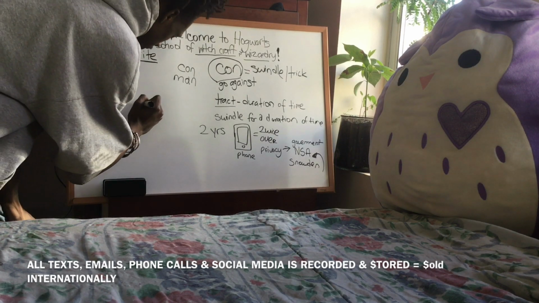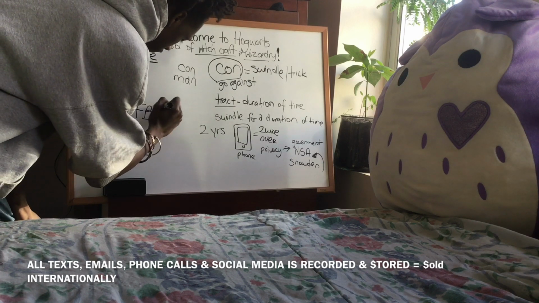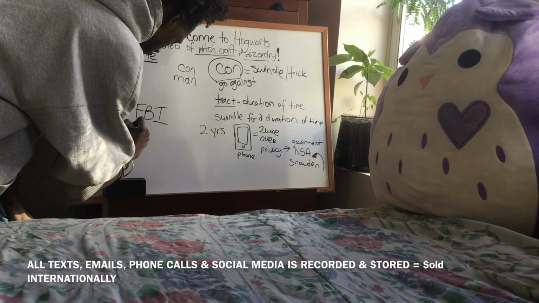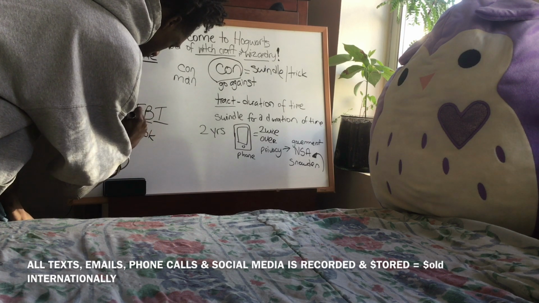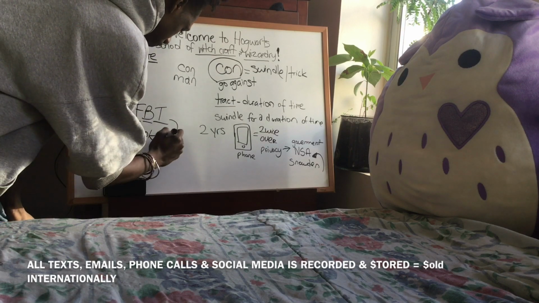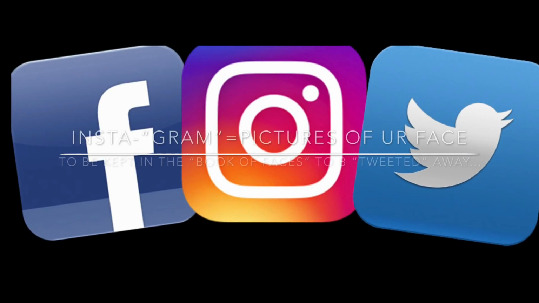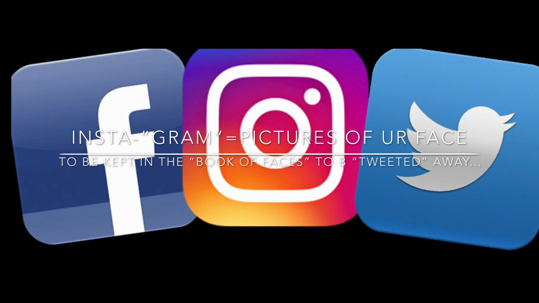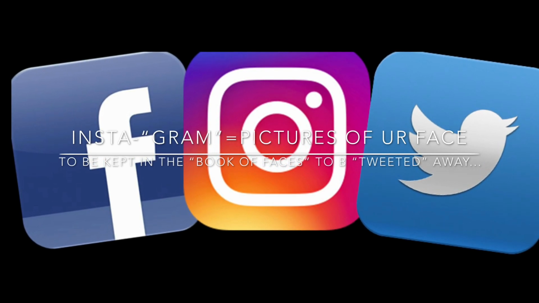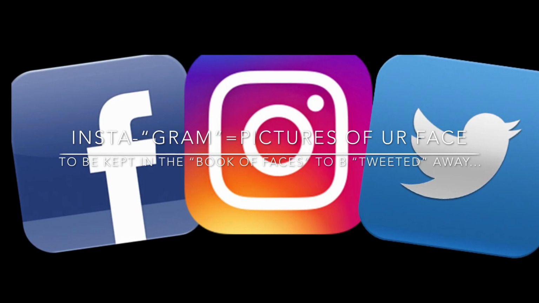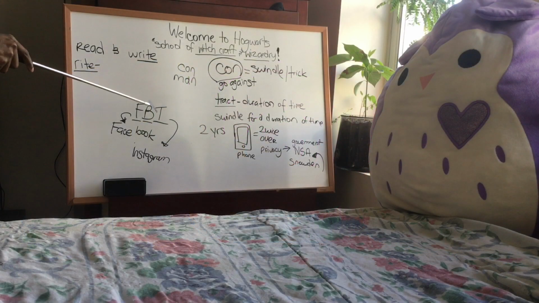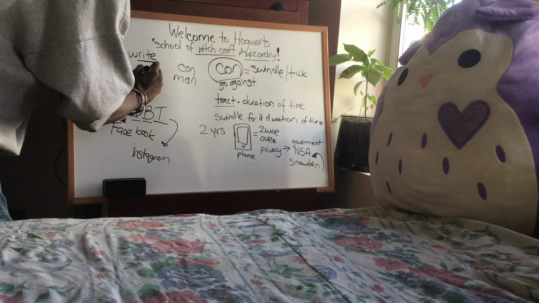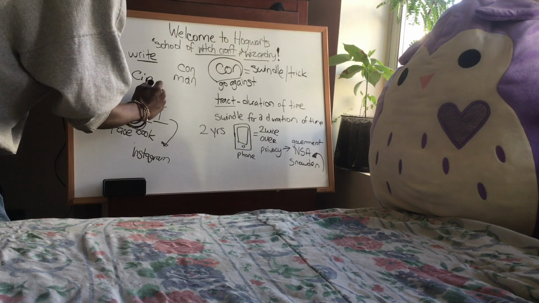Now let's check this out. FBI, right? Facebook. And then Instagram. So FBI, right? Now the FBI, just so you know, the CIA is over the FBI.